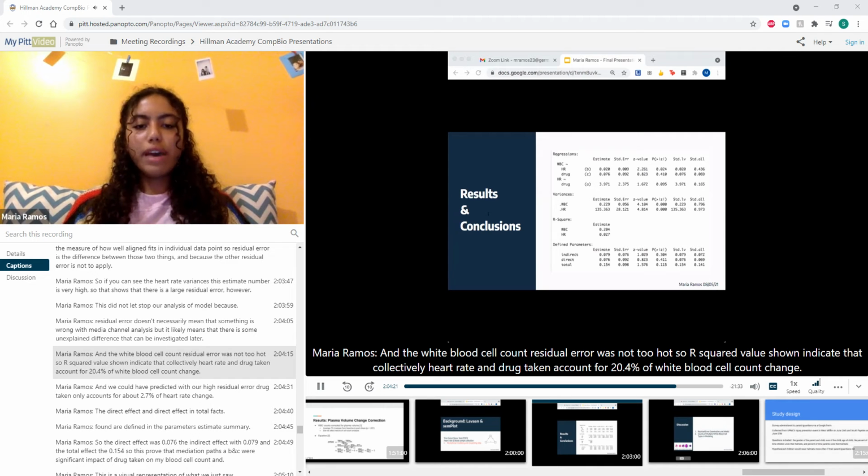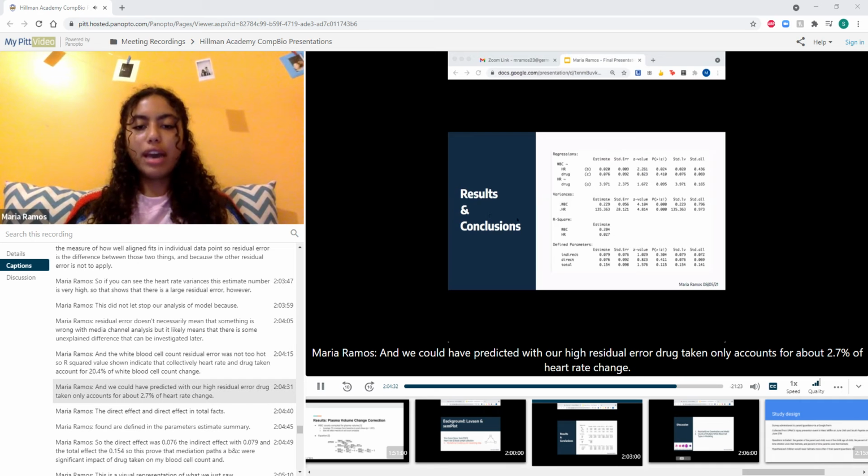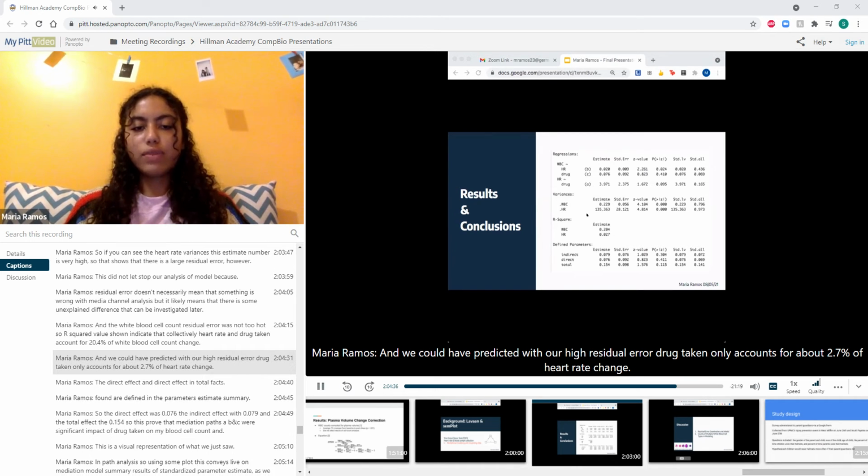The R-square values shown indicate that collectively heart rate and drug taken account for 20.4% of white blood cell count change. And, as we could have predicted with our high residual error, drug taken only accounts for about 2.7% of heart rate change.